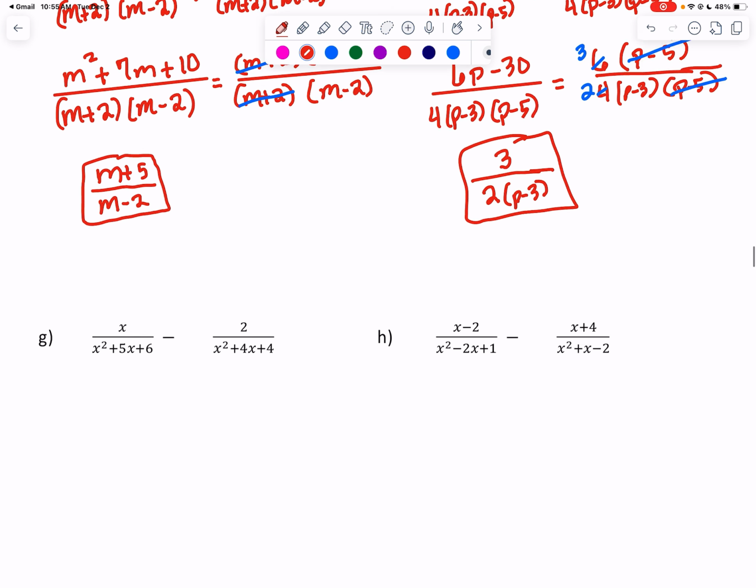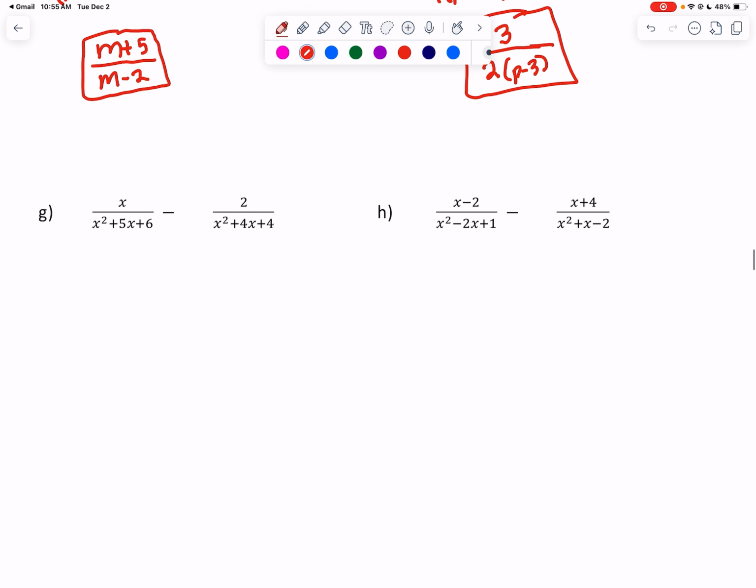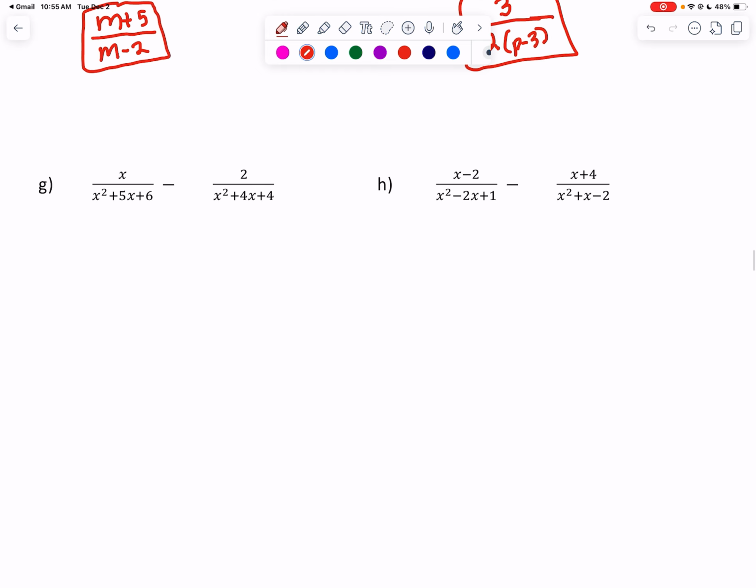All right, problem G. Now we're back to subtraction. So we have to be extra careful on subtraction. But subtraction problems start just the same as all other problems. We're going to break down our denominators. So I think I could use x plus 2, x plus 3 on this one, and on this one, x plus 2, x plus 2.